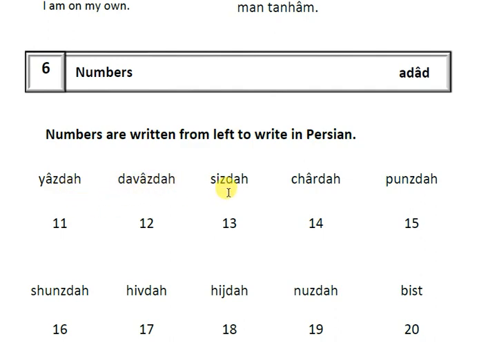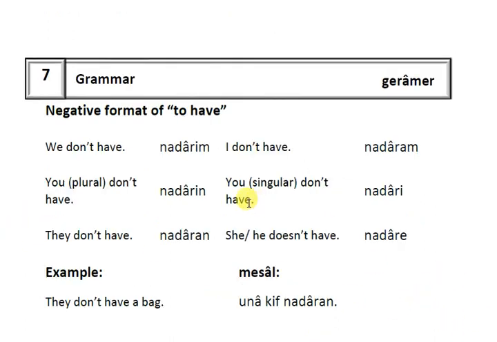11, 12, 13, 14, 15, 16, 17, 18, 19, 20. So you can see that these are numbers 11 to 20. Let's take a look at the next one.